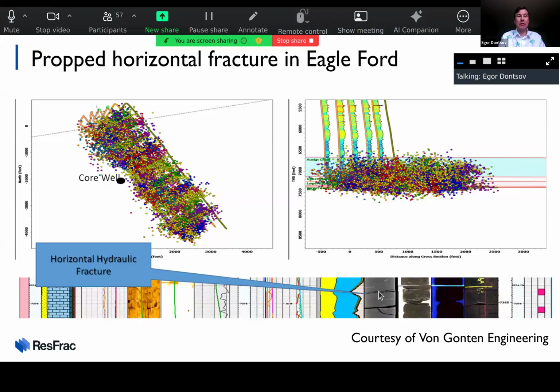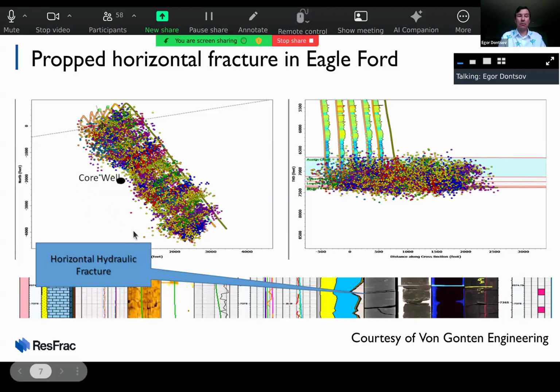So again, think about it. It was about 2015, so fluid intensities probably were not as high. And this was outside of the microseismic cloud, and we have a propped horizontal fracture. So if proppant got here, then the hydraulic horizontal fracture probably would have been somewhere here, probably double the size, right? So it's going to be somewhere here.